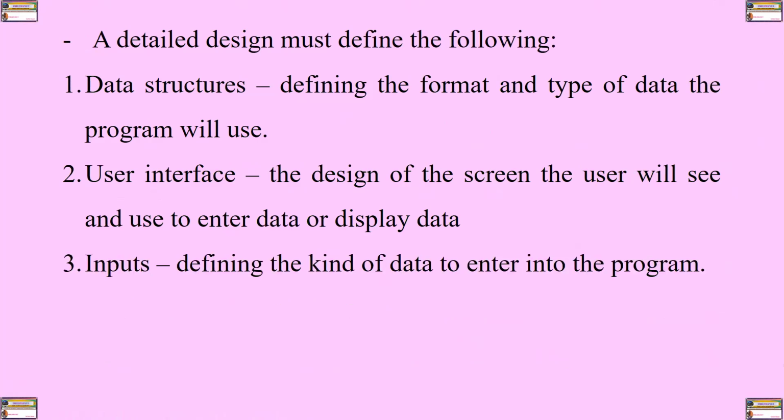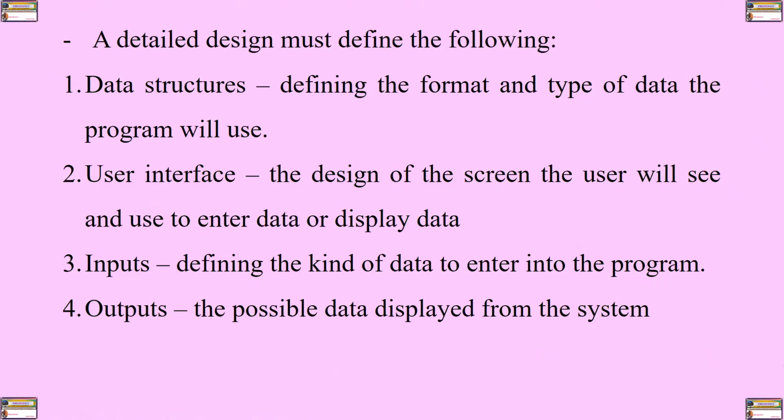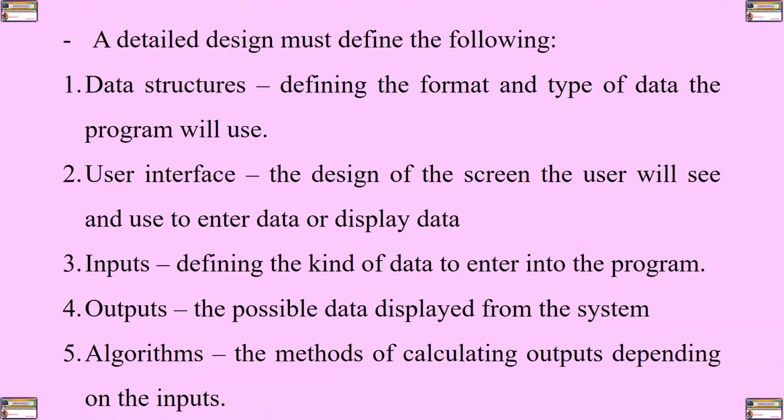Number three is inputs. Here, you define the kind of data to enter in the program. Number four is outputs: the results or the possible data displayed from the system. Number five is algorithms. These are the methods for calculating outputs depending on the inputs.